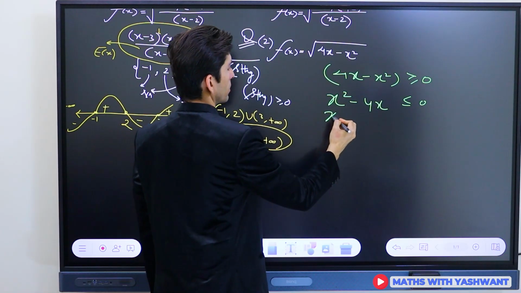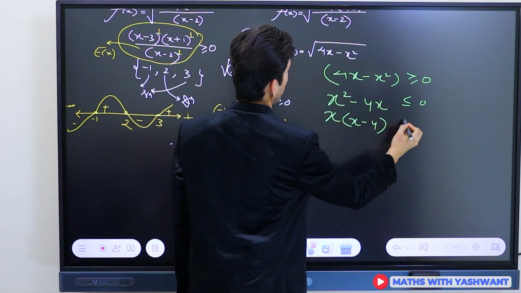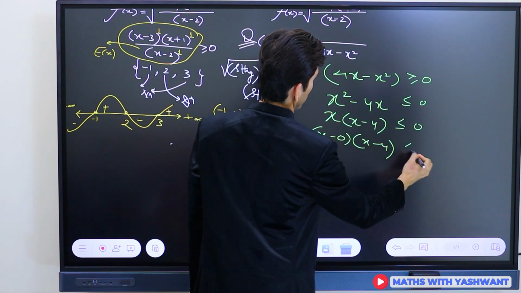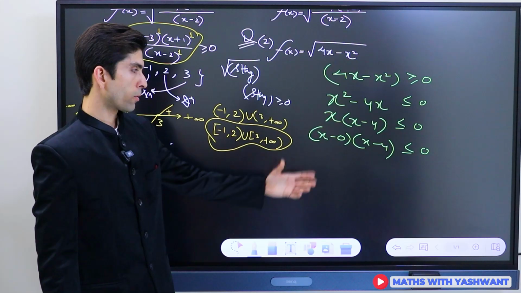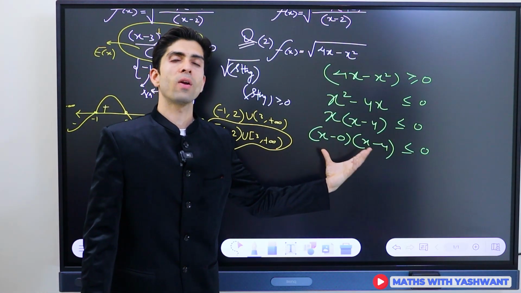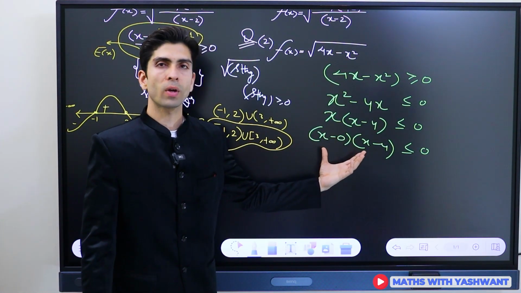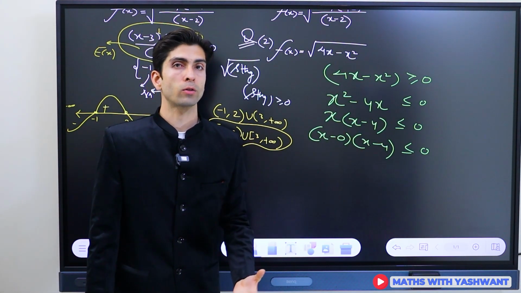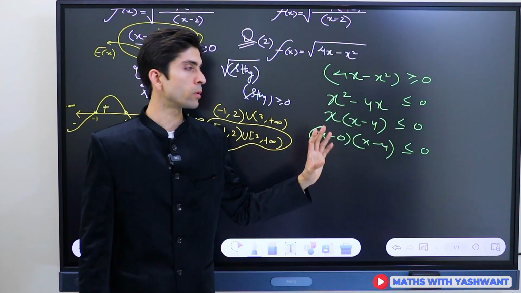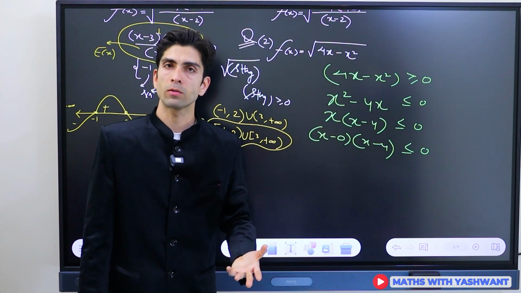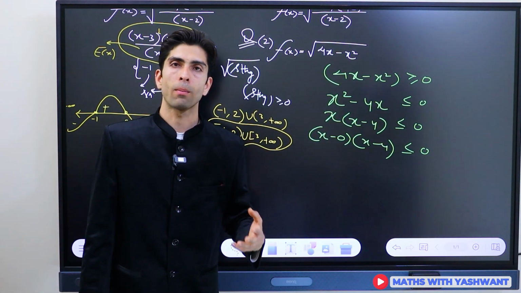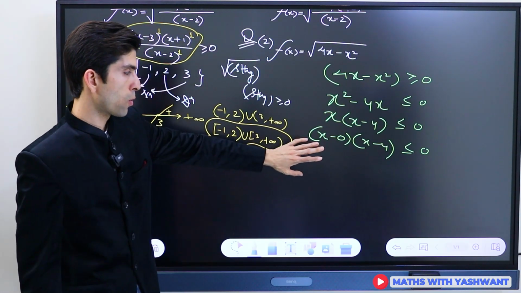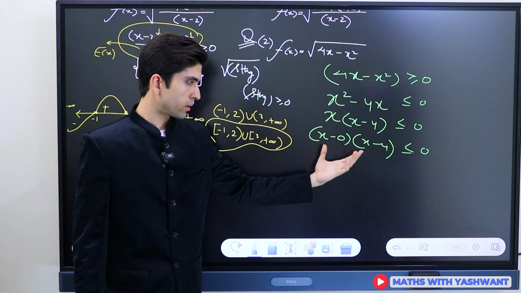Now we factorize this. We take x common, we are left with x into x minus 4, and this x can be written as x minus 0. So now this structure reminds us of the wavy curve, and it actually belongs to case 1 of the wavy curve that I have taught you in my previous video. And again, I request all the new students who have come across this for the first time, please watch my previous videos on wavy curve, and that will give you better clarity and understanding of what we are actually talking about in this session.